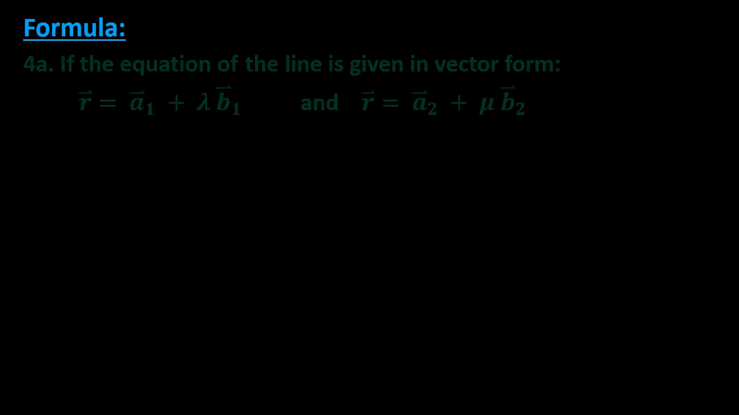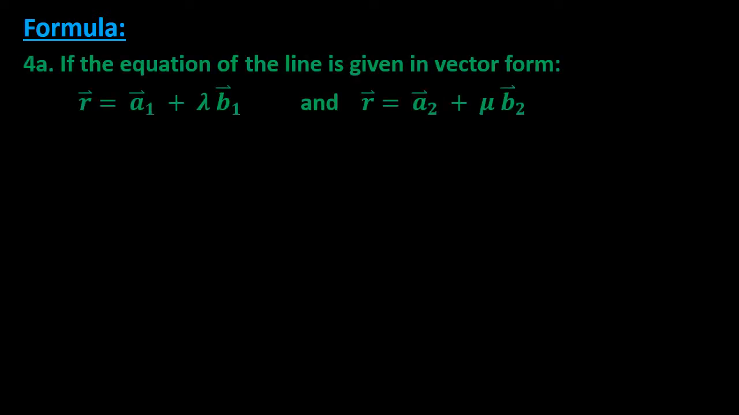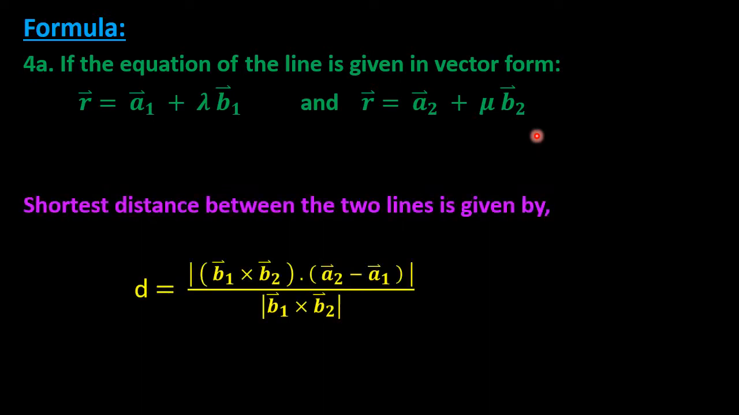If the equation of the first line is r vector equals a1 vector plus lambda times b1 vector, and the equation of the second line is r vector equals a2 vector plus mu times b2 vector, then the formula to find the shortest distance between these two lines is d equals, in the numerator within modulus, the cross product of b1 vector with b2 vector and its dot product with a2 vector minus a1 vector, and in the denominator the magnitude of the cross product of b1 vector with b2 vector.